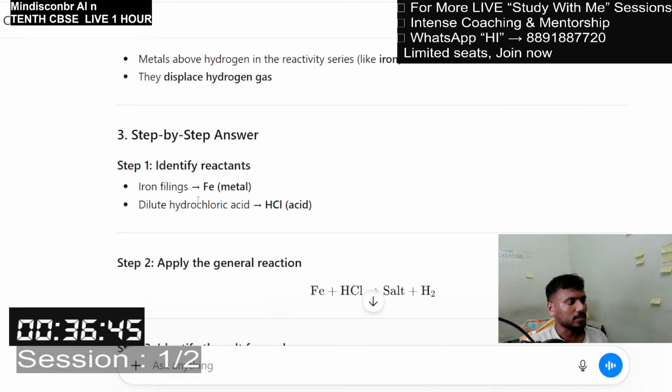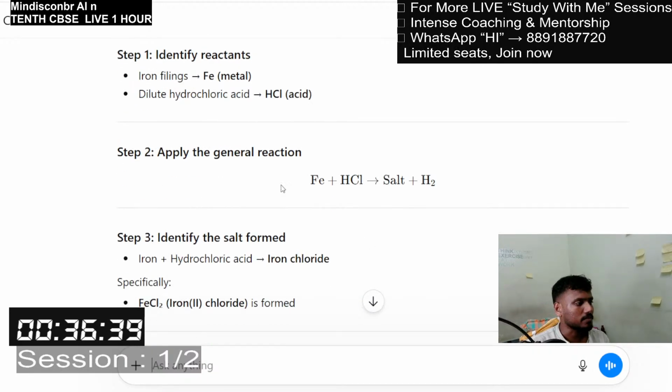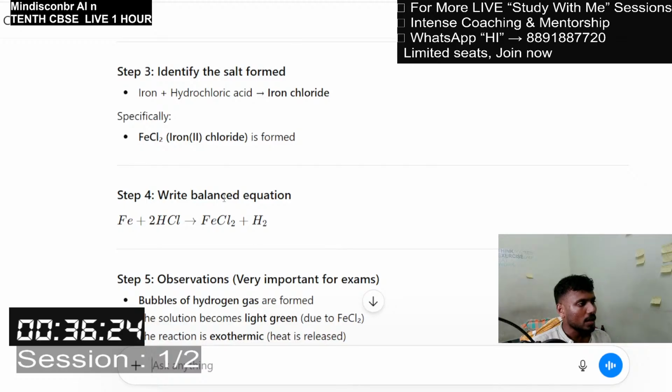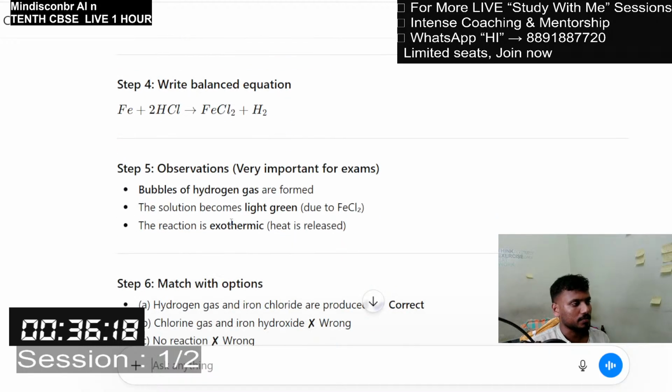Identify reactants. Iron filings is iron, Fe, a metal. Dilute hydrochloric acid, HCl, is an acid. Apply the general reaction: iron plus HCl gives salt plus hydrogen. Identify the salt formed. Iron plus hydrochloric acid gives iron chloride, specifically FeCl2, iron(II) chloride. Write the balanced equation: Fe plus 2HCl gives FeCl2 plus H2.